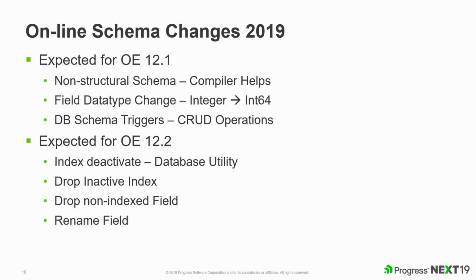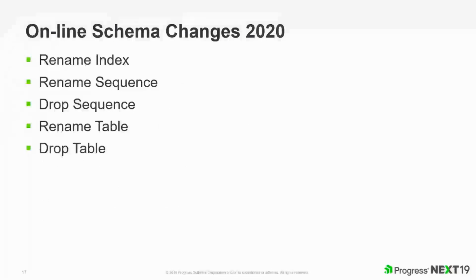We also are going to expect in 12.2 dropping a non-indexed field. If a field is participating in an index, dropping it has great ramifications to the index itself, and so we're not allowing that. You first would have to deactivate and drop the index, and then you can drop the field. And also renaming a field is another request. A little further out, probably in 2020, the following year, these other schema change operations are planned: renaming an index, renaming a sequence, dropping a sequence, renaming a table, dropping a table.